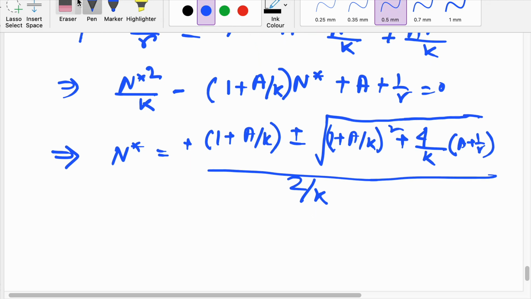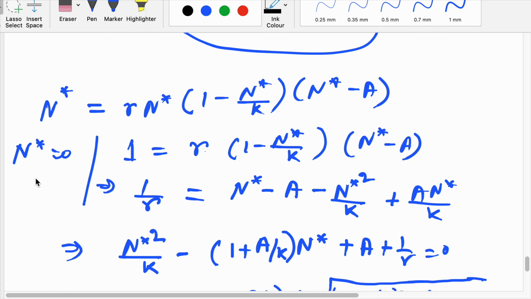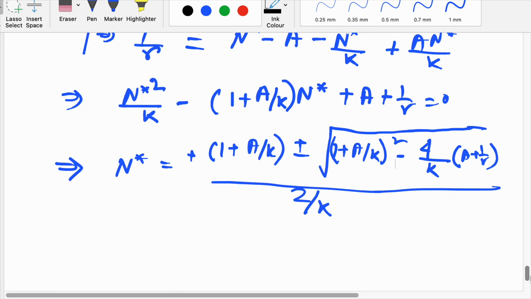Okay, there is a minus. What I missed, there will be a minus. So there will be 3 fixed points. One is n star equal to 0, and the other two are these.